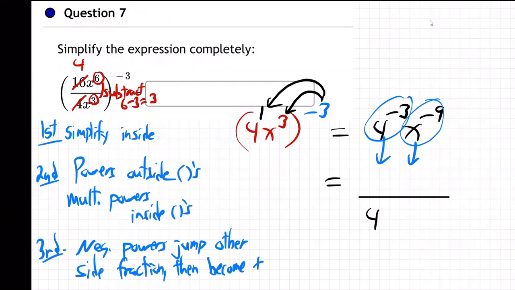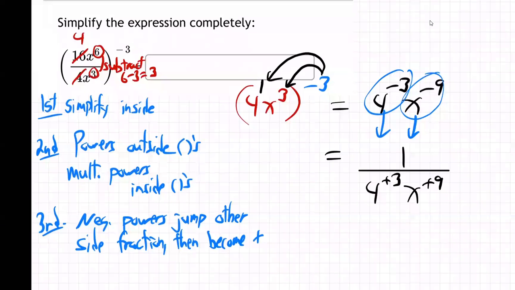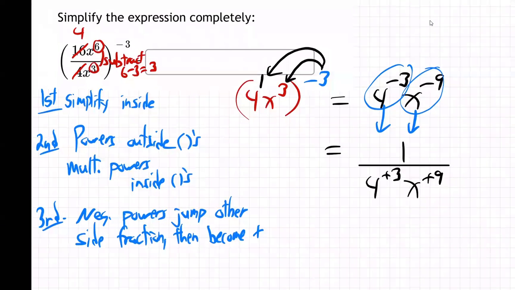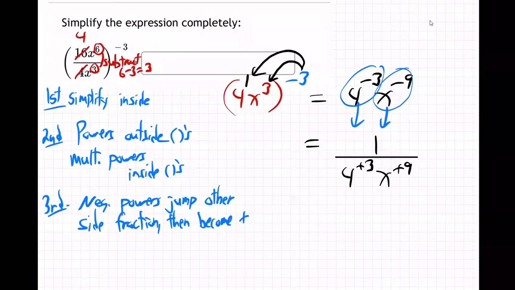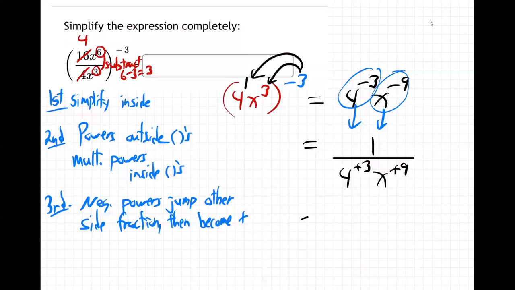That's why we put a 1. So this will be 4 to the positive 3, x to the positive 9. They both jump down, and then we put a 1 on the top because there's nothing left on the top, right? Both the 4 and the x jumped to the bottom. Nothing left on the top. We can't just put blank on the top, so we put a 1. And so what does that then equal?